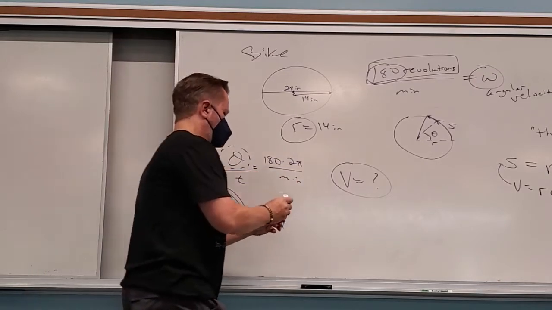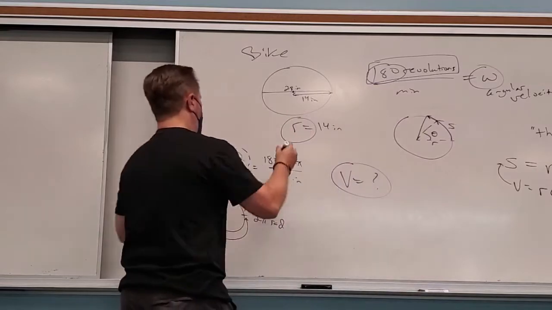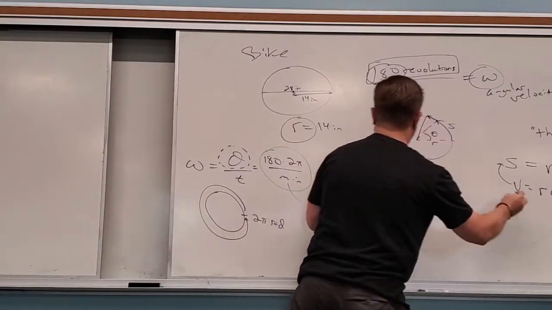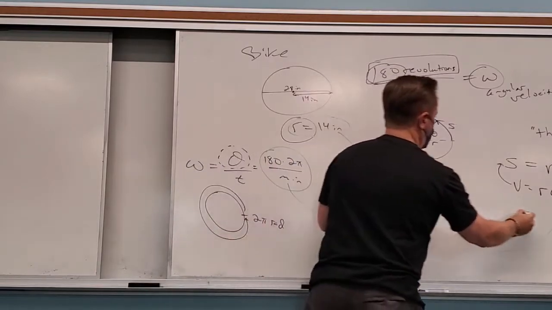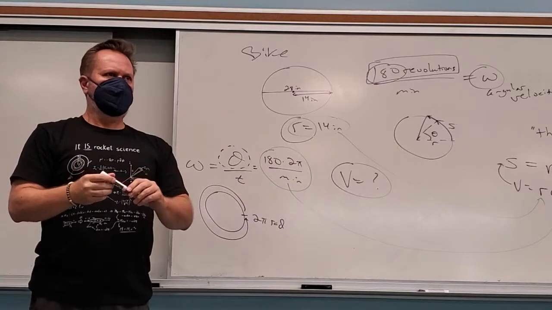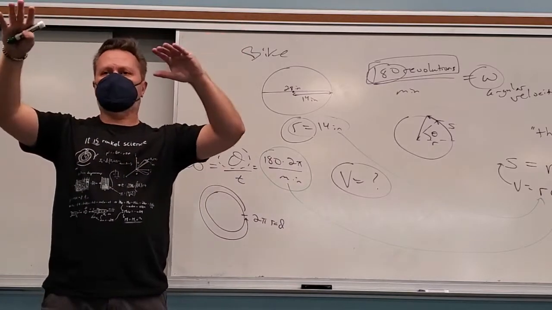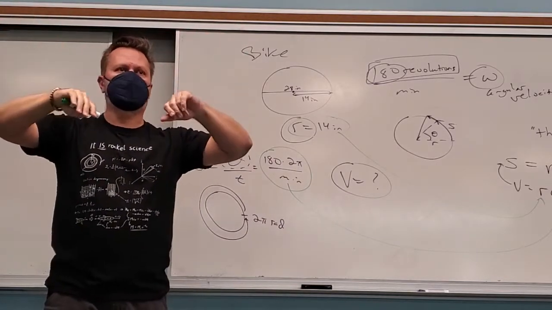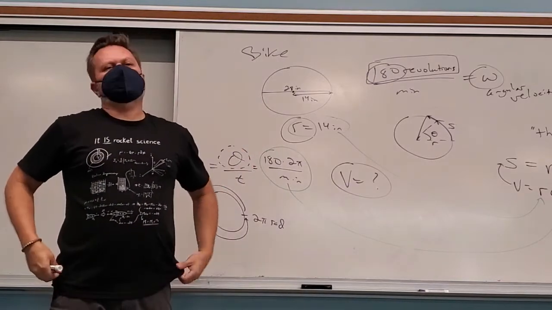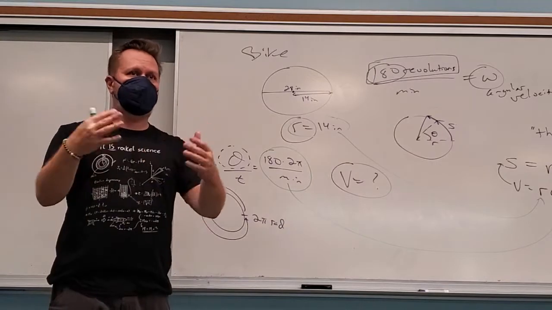So this is omega, and this is r. You can solve, so you can get what V is. A few of these problems are really just going to be conversion problems. They tell you rotations and you need radians. So then you've got to just make it radians.